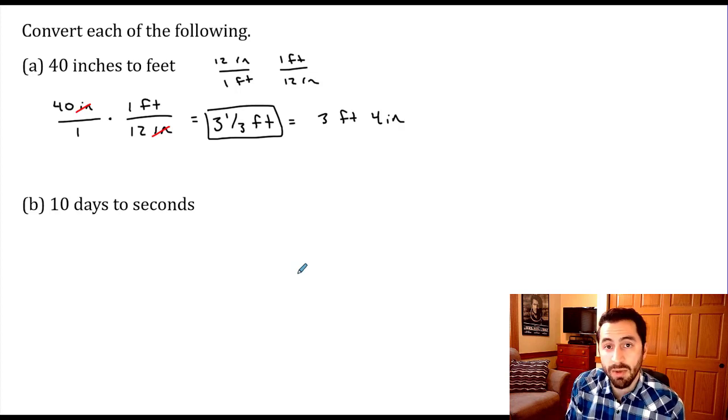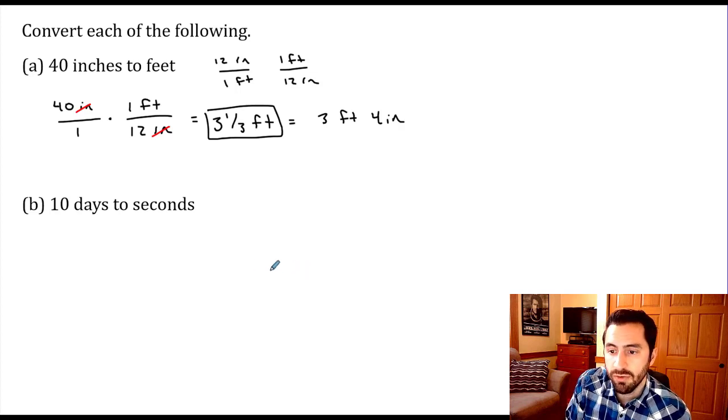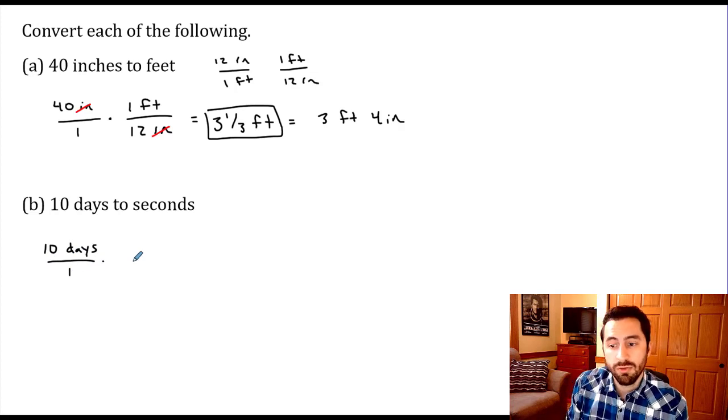Now, the second example, we're going to expand on that process. So we can multiply by more than one unit fraction. So I want to take 10 days. I want to convert this into seconds. So we're going to start with 10 days. And again, technically this is over 1. So now we're going to multiply this by unit fractions until we get to just seconds. So we need to go step by step here.